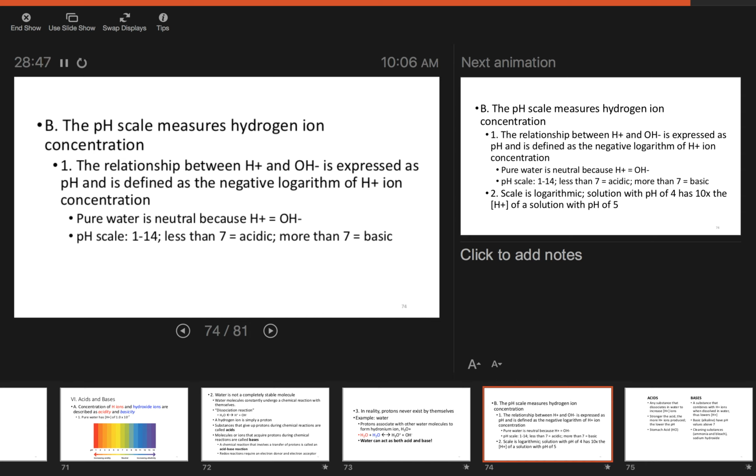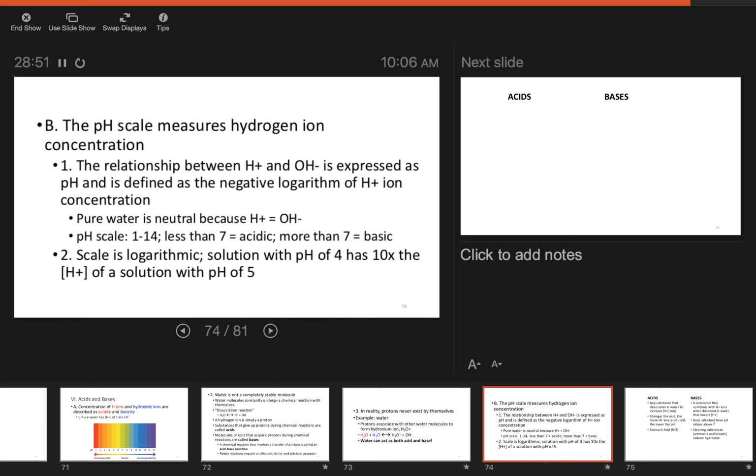Now the thing about the log scale is even though you have a substance that's a pH of 4, and you have another substance of pH 5, it's not just one more, it's actually 10 times the hydrogen concentration. So if I went from 4 to 6, you go 10 times 10 for 100. If I went 4 to 7, it'd be 1,000. So just keep that in mind.